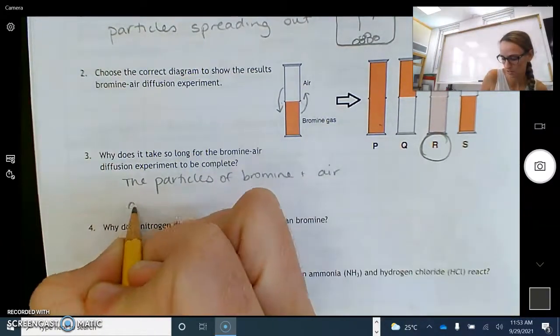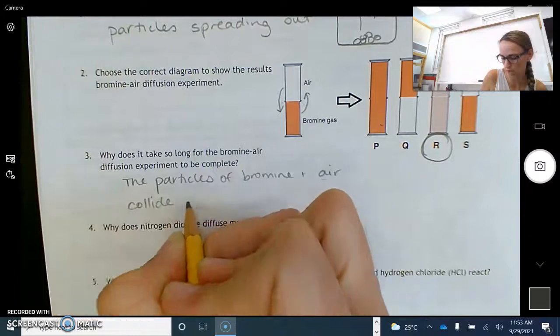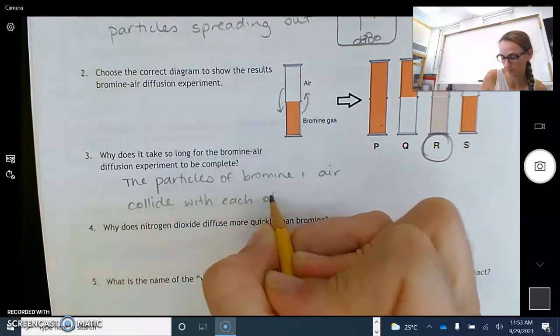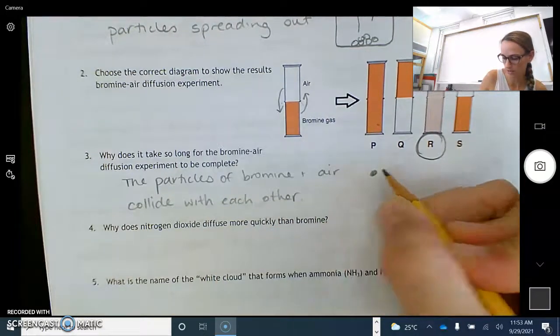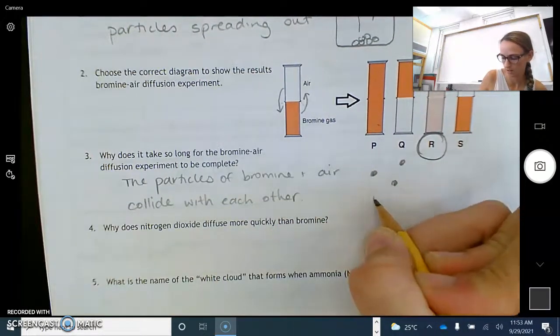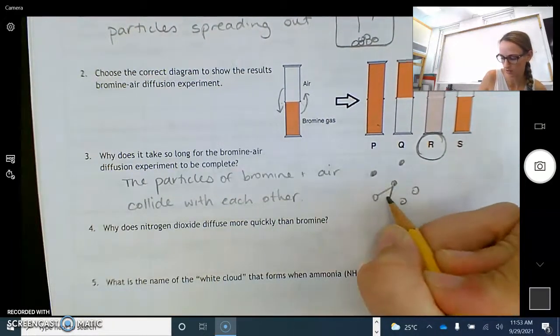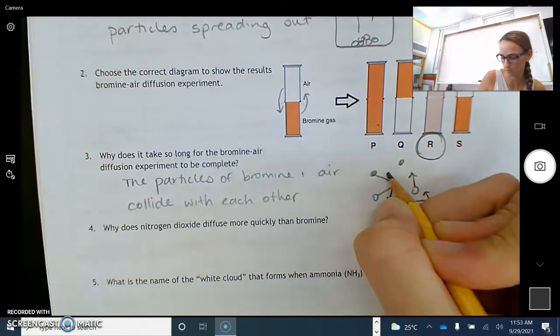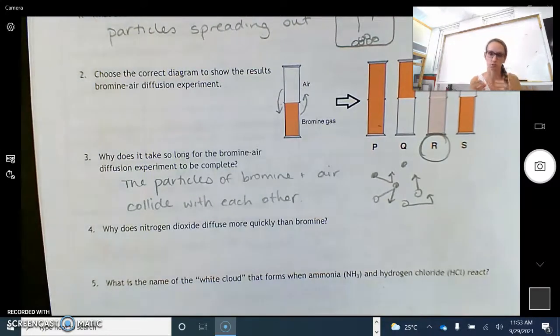They don't just go on a smooth track up or down. Okay? You've got air, and you've got bromine, and they're going all over the place, colliding with the walls of the container, colliding with each other, and slowly but surely they make their way to spread out and fill the space.